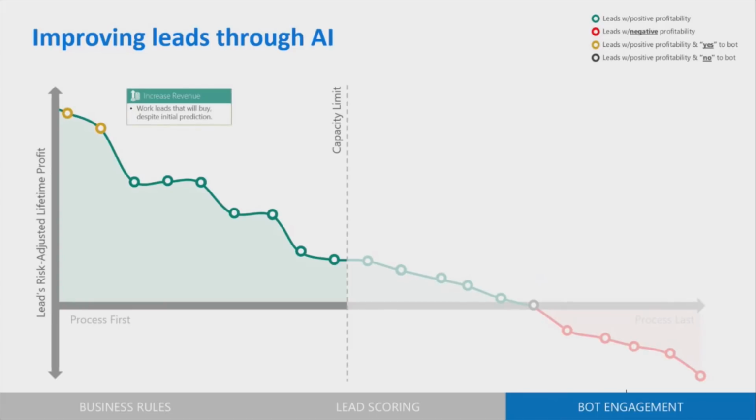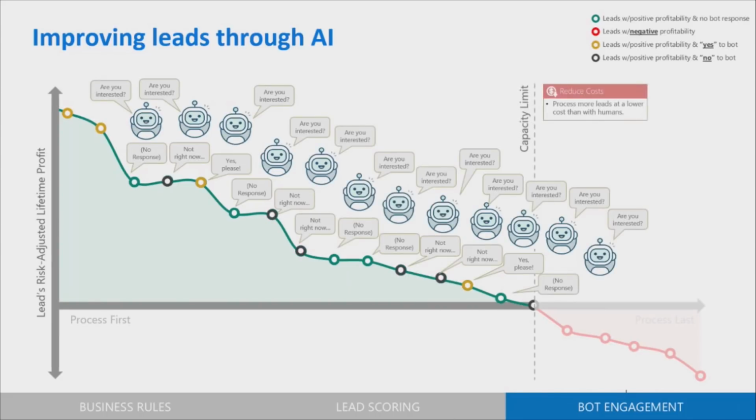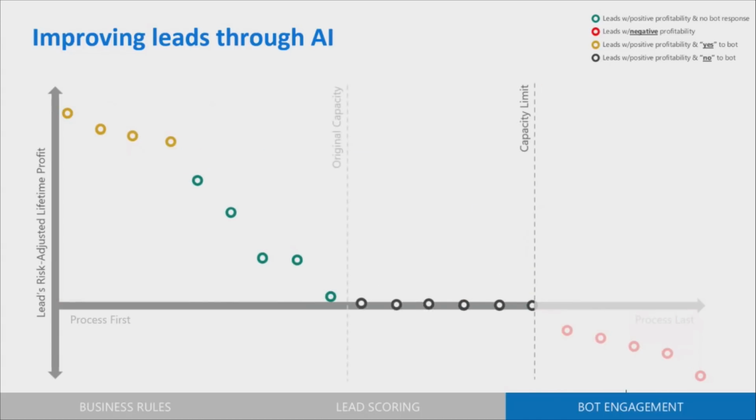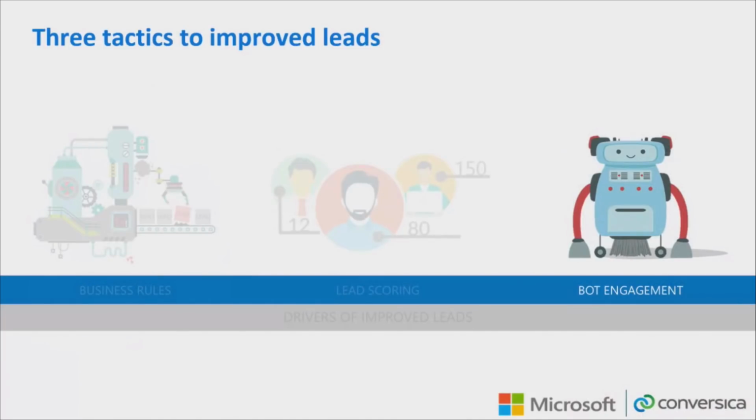We're able to move those up to the top and work these leads that will convert despite an initial prediction that they will not. And then, as you see, we're able to deploy the bots across the entire system and ultimately process more leads than we'd be able to with humans because of our cost constraints. And so we end up having a curve that looks like this, where we're processing really only the most valuable leads. Now we'll move on to how we're actually using the bots.